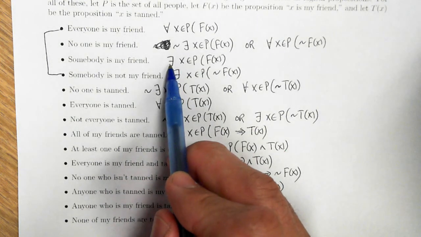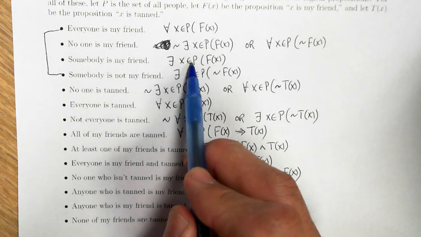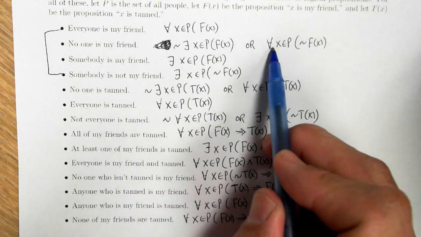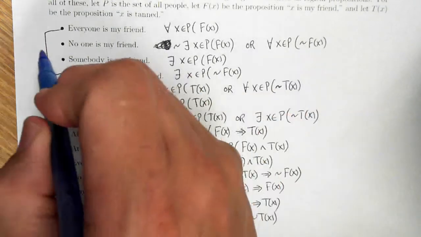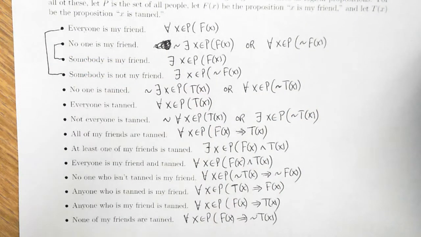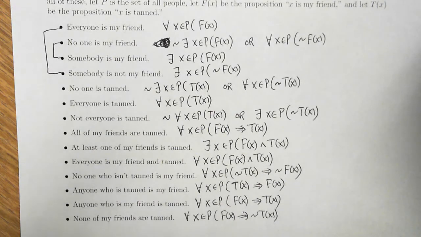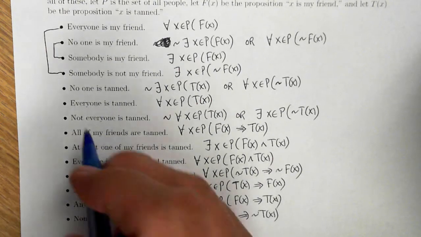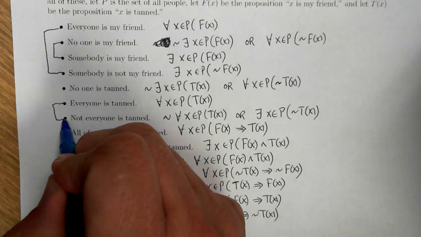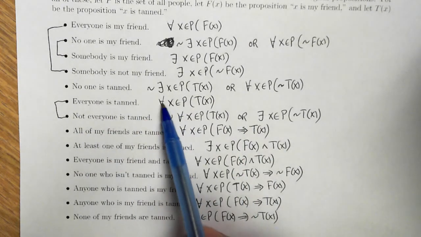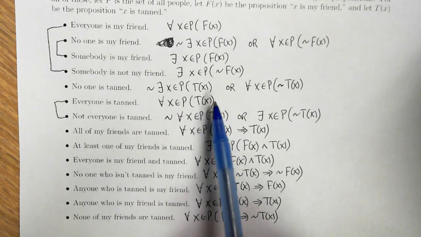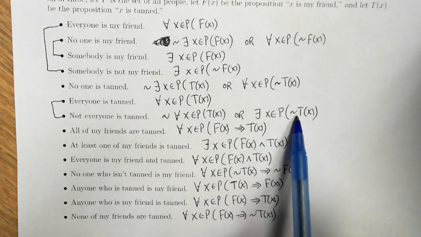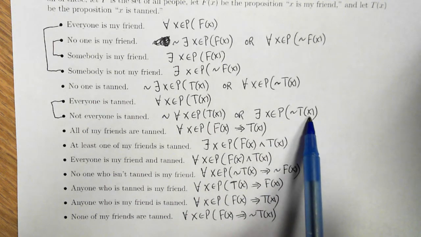Likewise, the negation of there exists an x in P such that f of x would be that for all x in P, not f of x. So these two statements are also negations of each other. Likewise, clearly these two statements are negations. If I take for all x in P, t of x, the negation would be that there exists x in P such that not t of x.